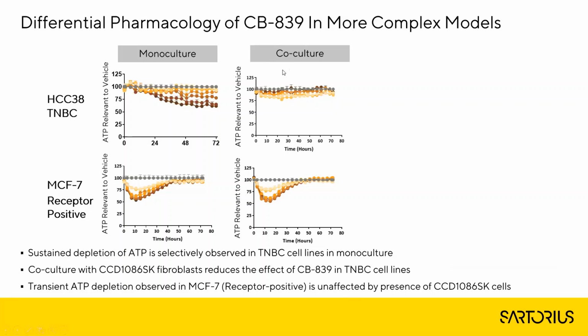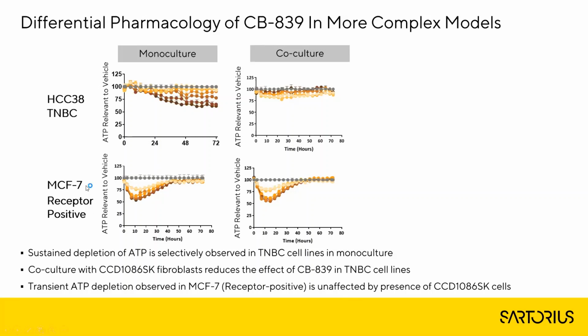If you put them next to CCD 1086 SK cells, the 1086 SK cells are now providing nutrient exchange, we think, to the HCC38 cells, providing an additional fuel source for the generation of ATP, and you lose the effect of CB839. This is specifically relevant to the thought of using CB839 as a single treatment in a cancer patient where you know that their cells are in contact with stromal cells.